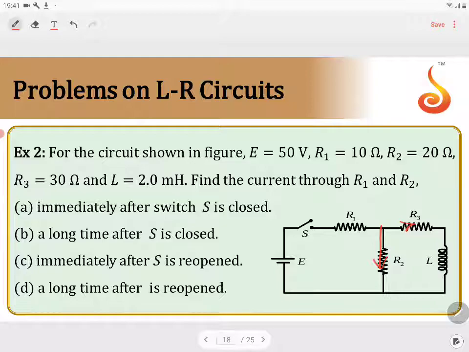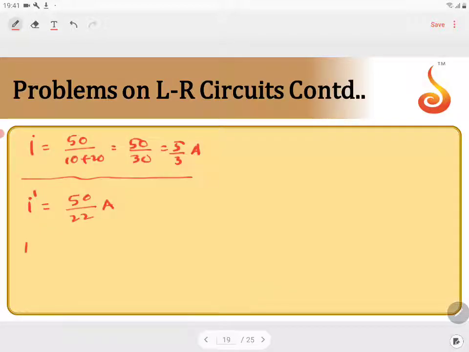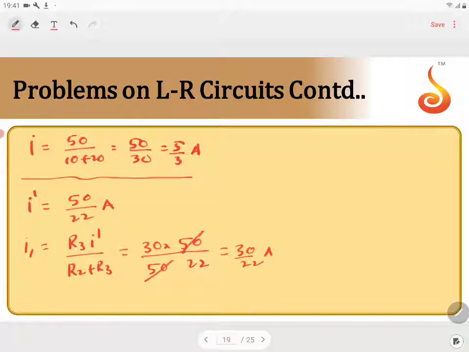Say the current through R2 is I1 and the current through R3 is I3. Now you can apply the current division formula between R2 and R3. So I1 is equal to R3 into I dash divided by R2 plus R3. That is 30 into 50 divided by 22, divided by R2 plus R3. R2 plus R3 is 50, so 50 gets cancelled. You'll get 30 divided by 22 ampere.